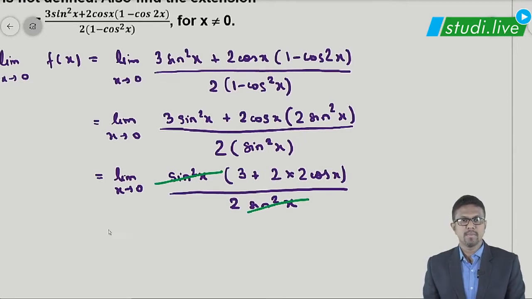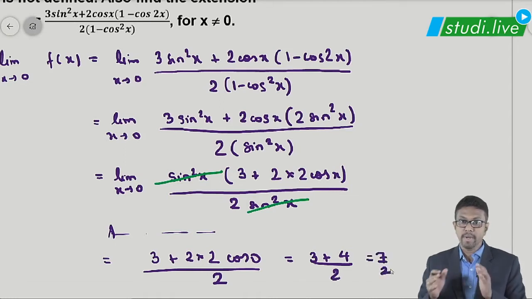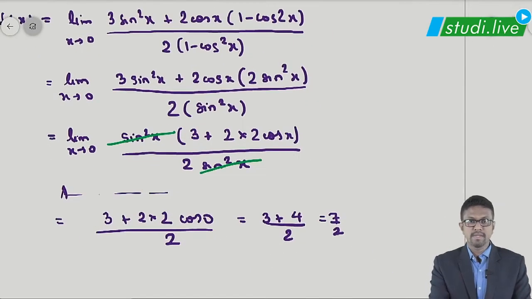So let us apply the limit in this part now. When I apply the limit in this case, this will be 3 plus 2 into 2 cos 0 upon 2. What is cos 0? Definitely that is 1. So we are left with 3 plus 2 2s are 4 into 1, which is of course 4. So this is the answer that we are getting, 7 by 2. So this limit exists. That is enough to say that there is a continuous extension for the function.